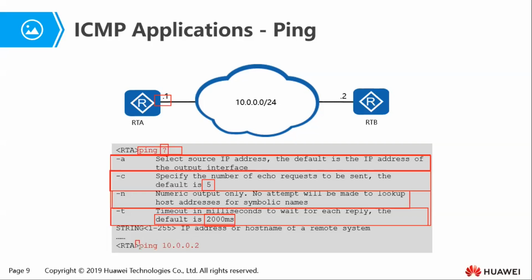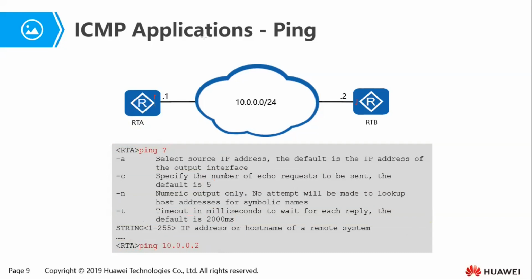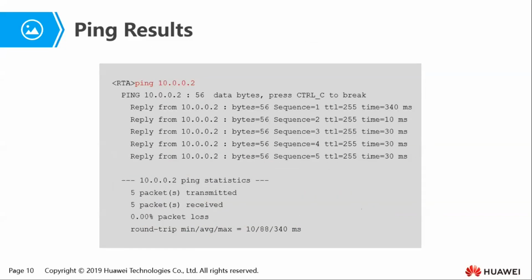So in full, this is how we do the ping: ping, then the IP address of the interface you want to ping. In this particular case, we want to ping RTB at this interface here, 10.0.0.2 from RTA. How do we know that we are in RTA? You can see the prompt here is RTA. When we learn about VRP, we are going to learn how to configure the router and how to do the ping.